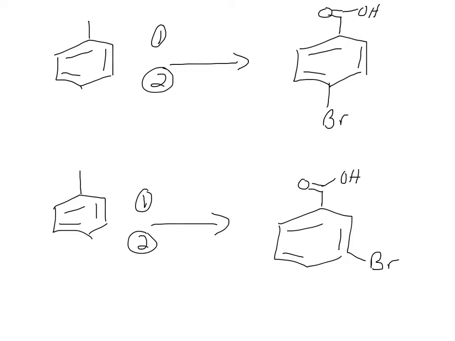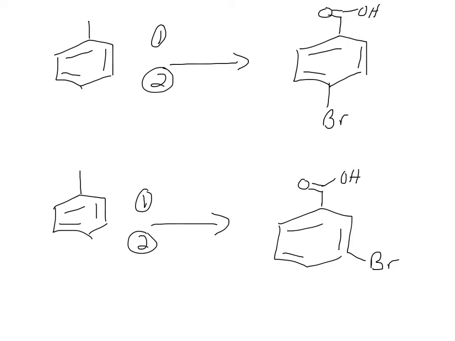Okay, so the product for each of these is a carboxylic acid with a bromine. So it's a two-step process. I'm telling you it's two reactions. The question is going to be, what is the right order of these reactions? That's what you got to think about. Right? That's what you have to think about.